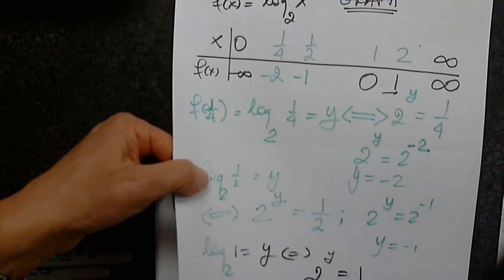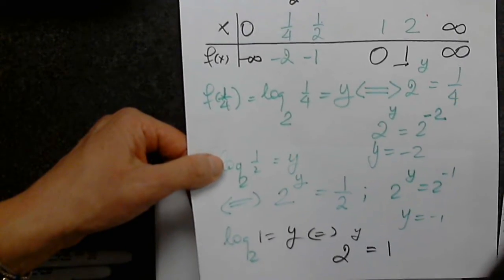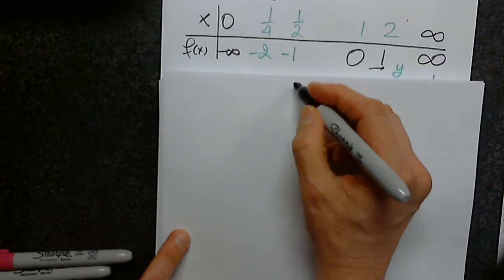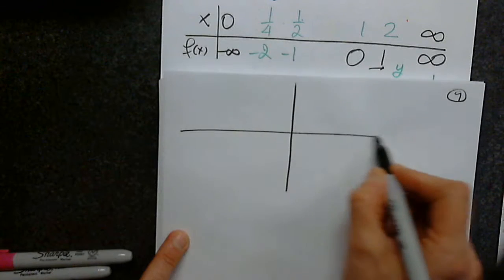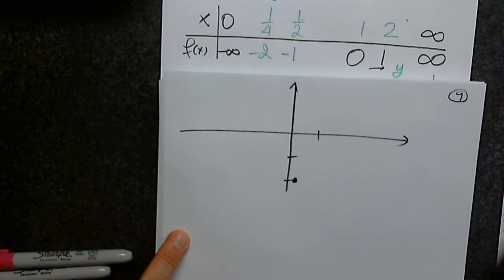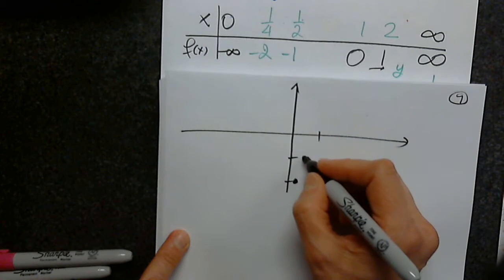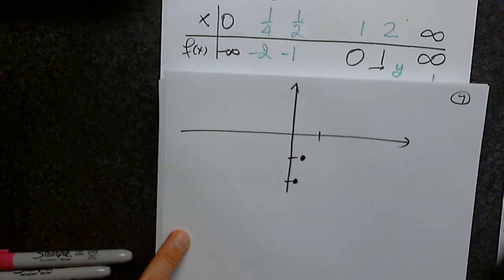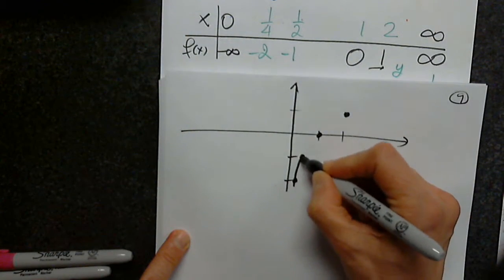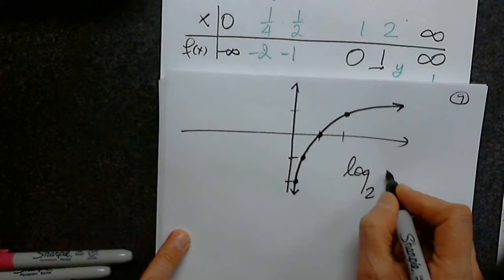Yes, both exponential and log will be increasing if the base is greater than 1, and both of them will be decreasing if the base is less than 1. Okay, so please dictate the first ordered pair you want me to plot. 1/4, -2. Kind of difficult, but I'm going to say here. Next ordered pair. 1/2, -1. Next ordered pair. 1, 0. 2, 1. So this is log base 2 of x.